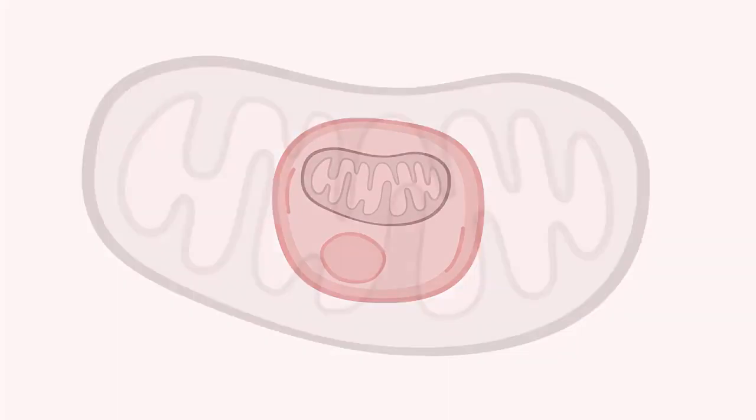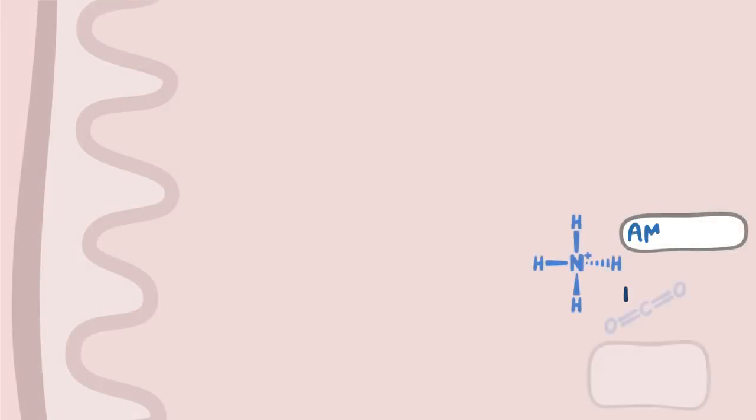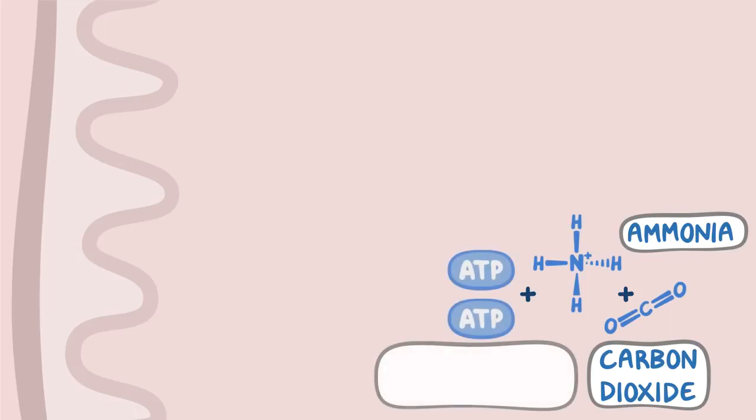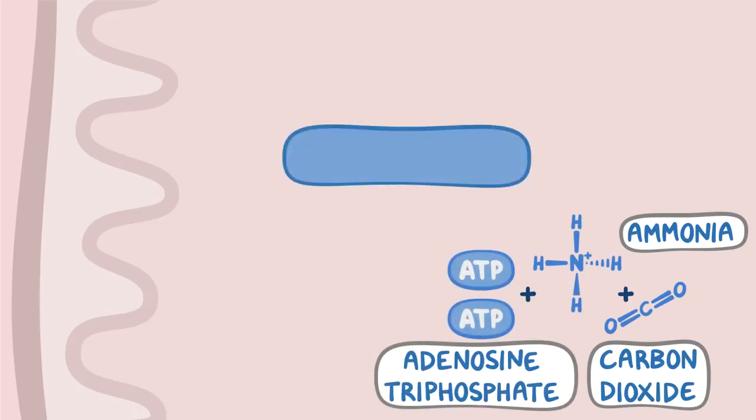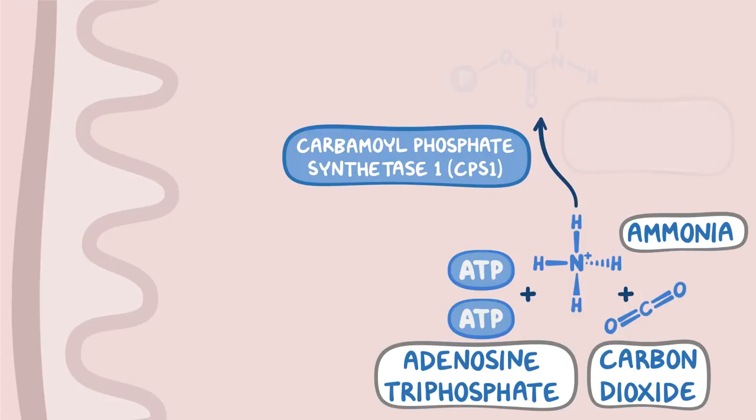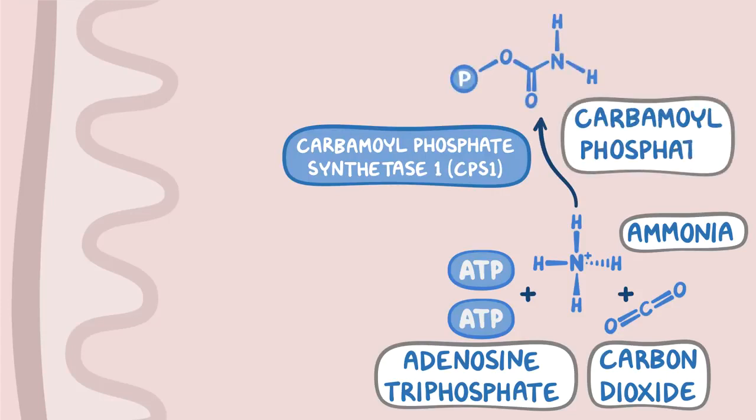Okay, so the first two steps of the urea cycle take place in the mitochondria, and the rest happens in the cytoplasm. To kick things off, the participants in the first reaction are ammonia, carbon dioxide, and two adenosine triphosphate, or ATP, molecules. An enzyme called carbamoyl phosphate synthetase 1, or CPS1, converts these into a molecule called carbamoyl phosphate.